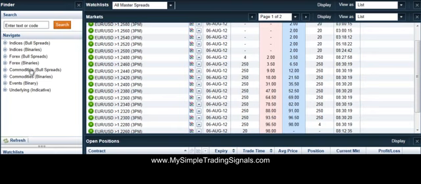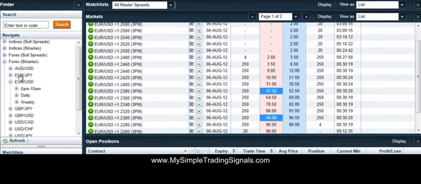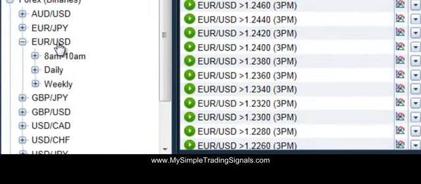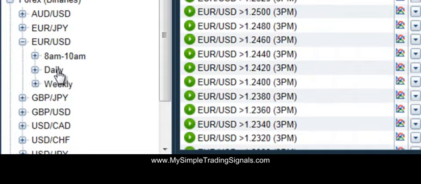If you log into your Nadex account, over here you have forex binaries. If you click on that, I think 7 different currency pairs pop up. We're going to look at the Euro US dollar, and again you can trade on an hourly or so basis. This one closes at 10 o'clock a.m. Eastern time. This is a daily trade, and this is a weekly. We're going to focus on the daily one.